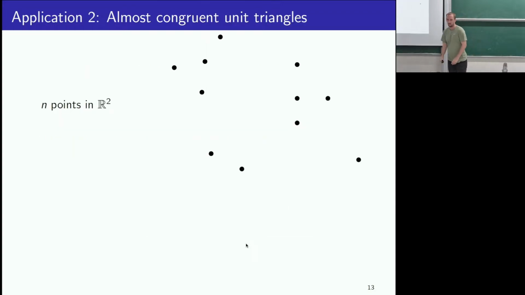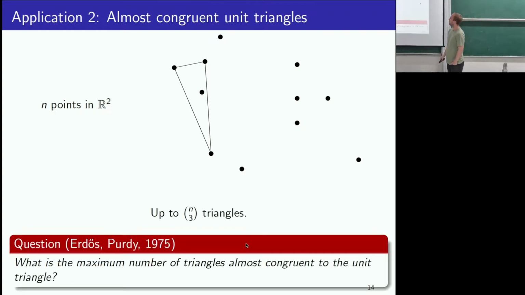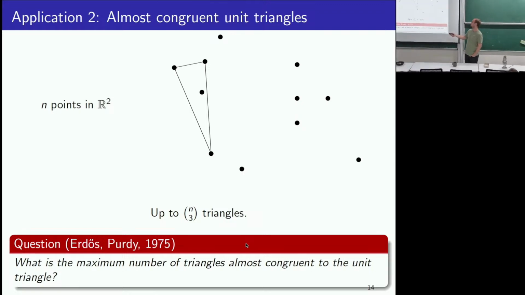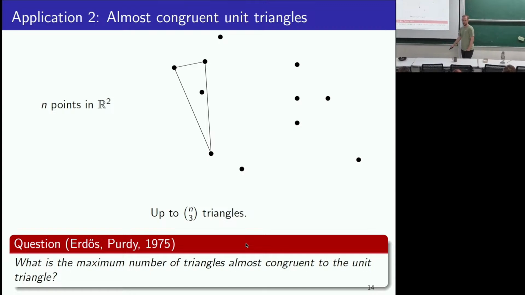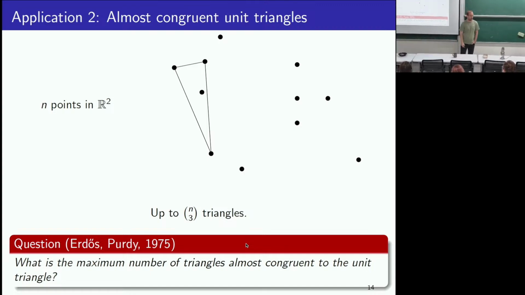And as you have seen from my title and also on my first page, the talk is about triangles. We haven't seen any triangles, so let's get to the triangles. Again, we have n points in the plane, and we're going to be interested in triangles which are spanned with vertices from that point set. If I give you n points, we will certainly have up to n choose 3 many triangles. And I'm going to be interested in some particular type of triangles. Here's a question which was asked by Erdős and Purdy in 1975. They asked, what is the maximum number of triangles almost congruent to the unit triangle? I took it in the wording of the original paper by them.